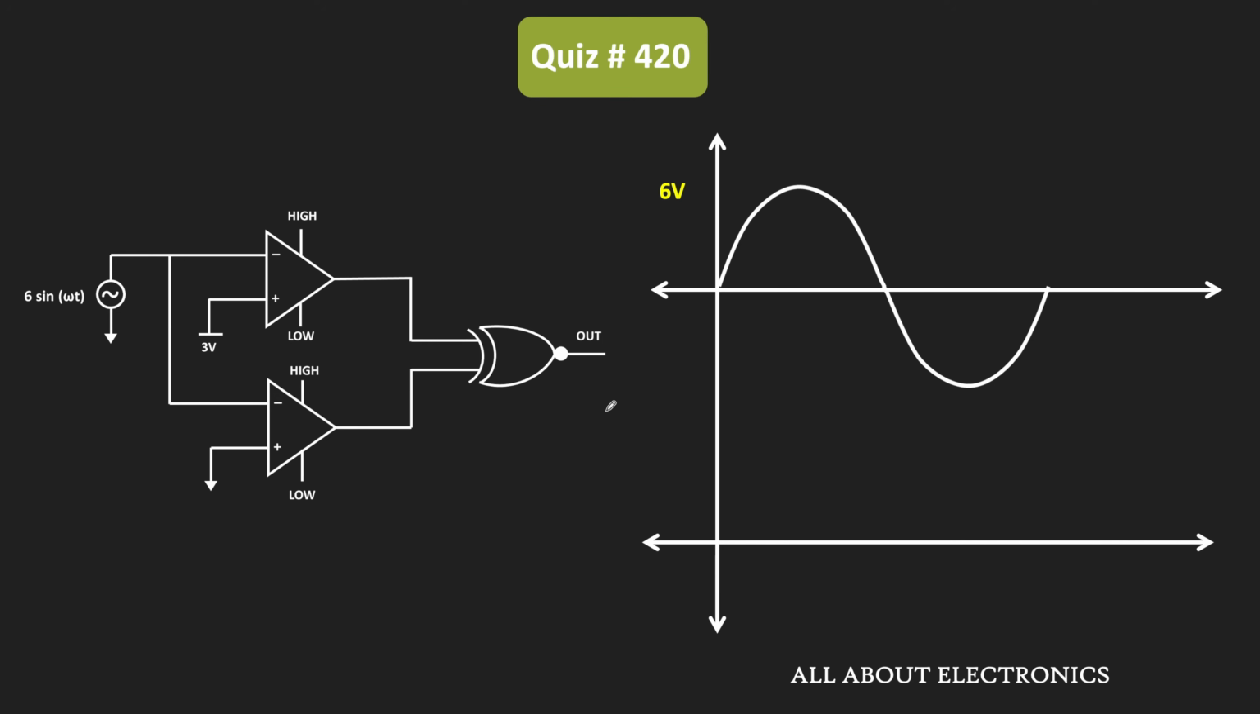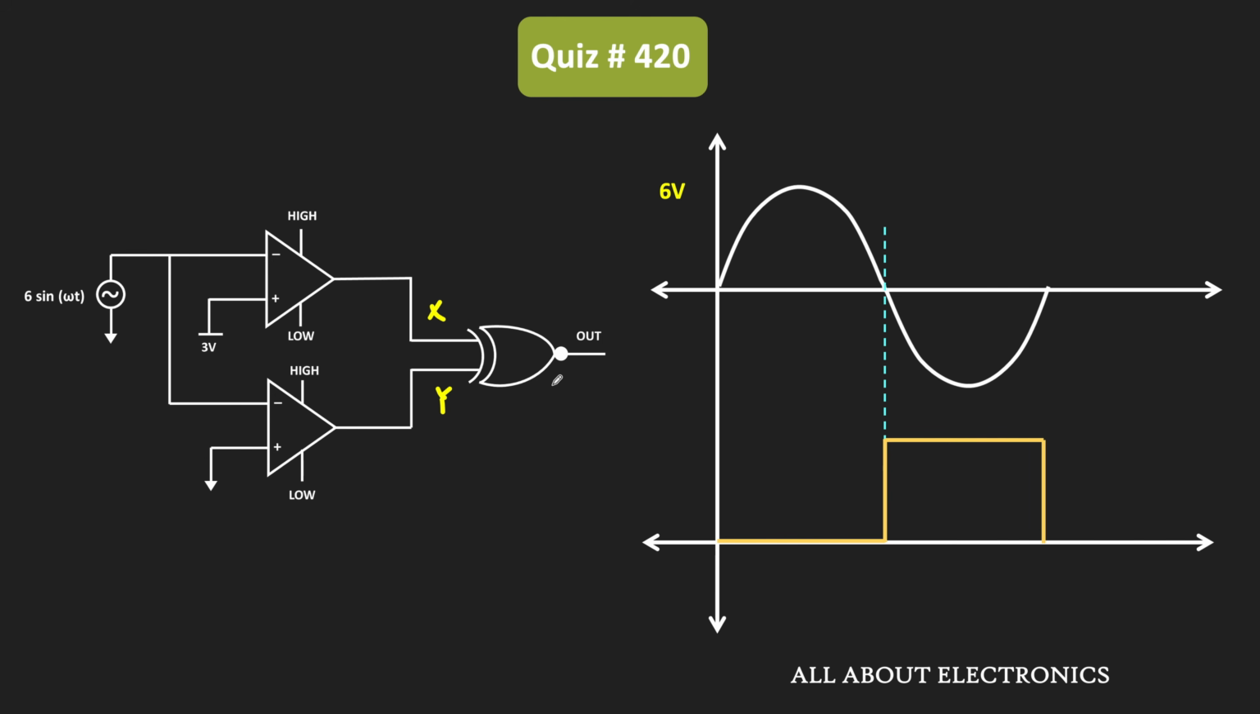In the second comparator also, the input signal is applied at the inverting terminal while the non-inverting terminal is at ground potential. That means whenever the input signal is more than 0 volt, the output of the comparator will remain low. Whenever the input goes below 0 volt, the output of the comparator will become high. So up to this point the output remains low, and when the input signal goes negative, the output becomes high. This will be the waveform of the second comparator, and these two waveforms will be applied to the XNOR logic.